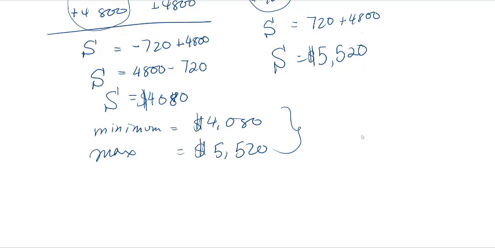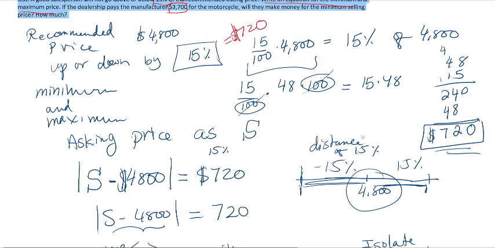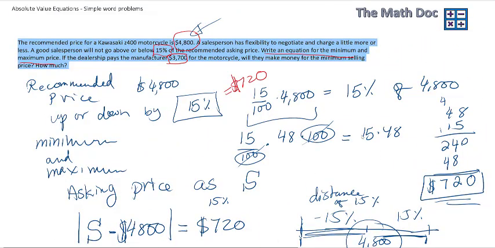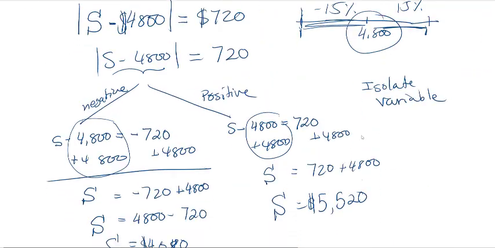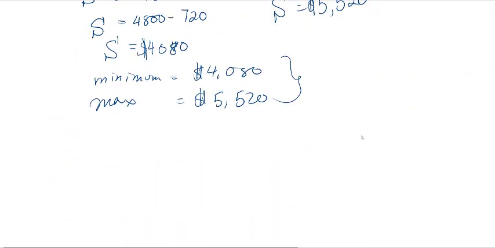Now, there was a continuation to the question. Remember, we were asked if the dealership pays the manufacturer $3,700 for the motorcycle, will they make money? And so we can look, okay, so the purchase price for the dealership is 3,700, right?